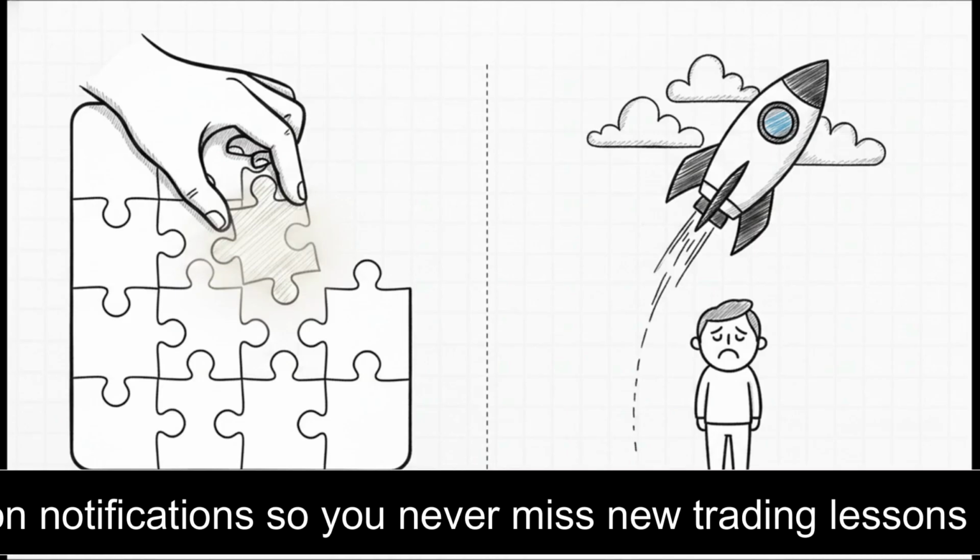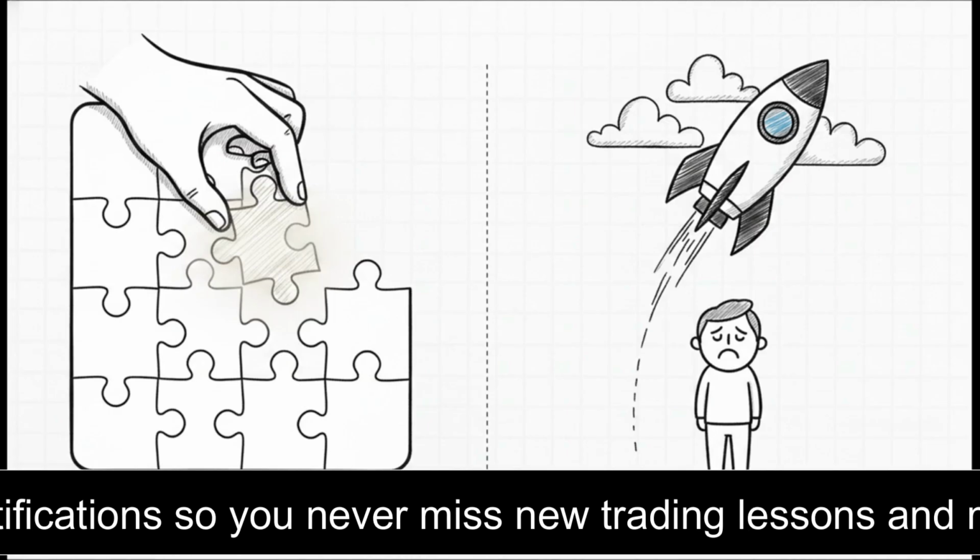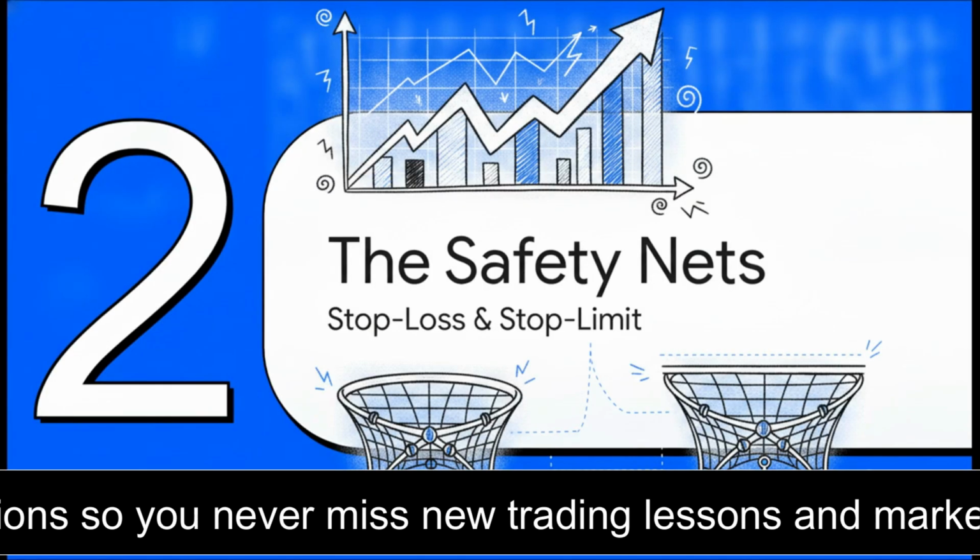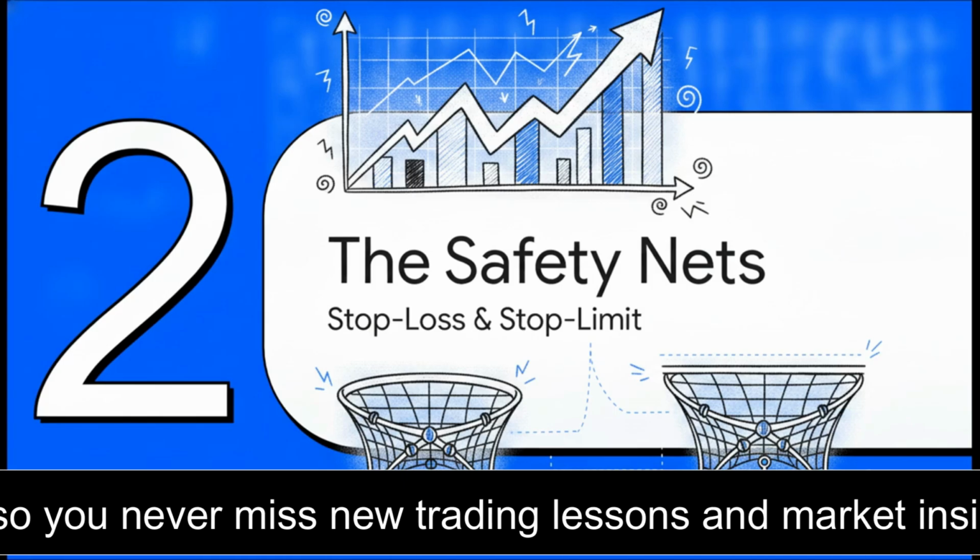Market orders mean right now. Limit orders mean only at this price. Section 2. The safety nets, stop loss, and stop limit.